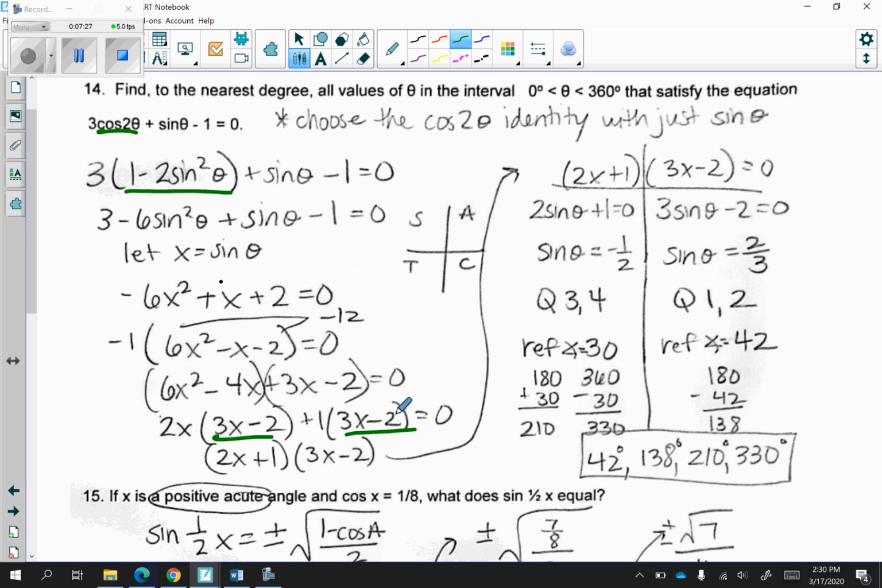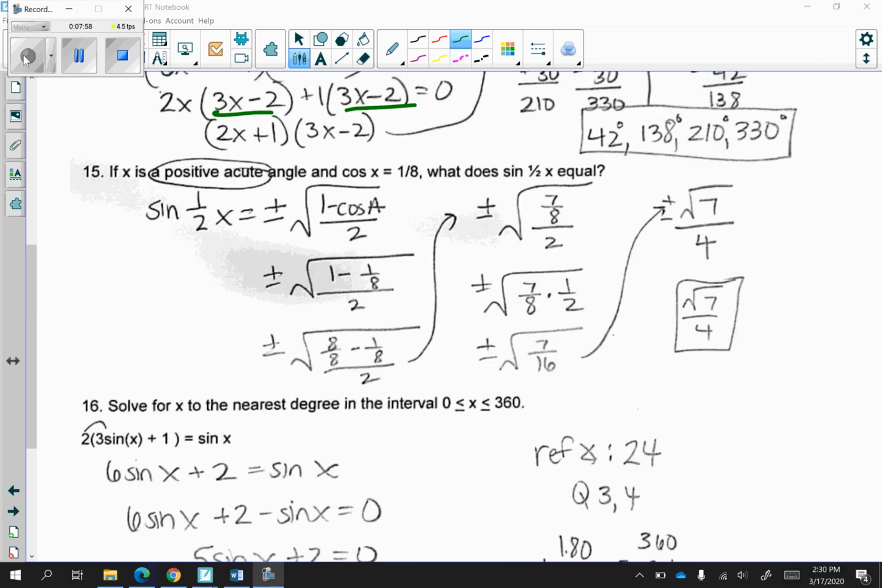Sine is negative in the third and fourth quadrant, and sine is positive in the first and second. So my answer should be 4 different degree values. So 30 and 42 are my reference angles. Now 42 is one of them. Then I find 180 minus 42 to be 138. 180 plus 30 is 210. 360 minus 30 is 330. So each one of those angles is in one of the 4 quadrants.